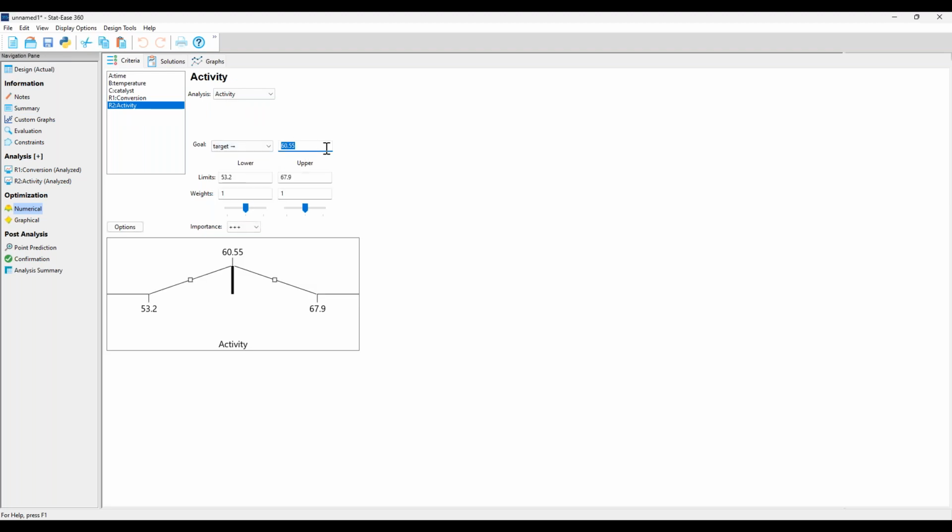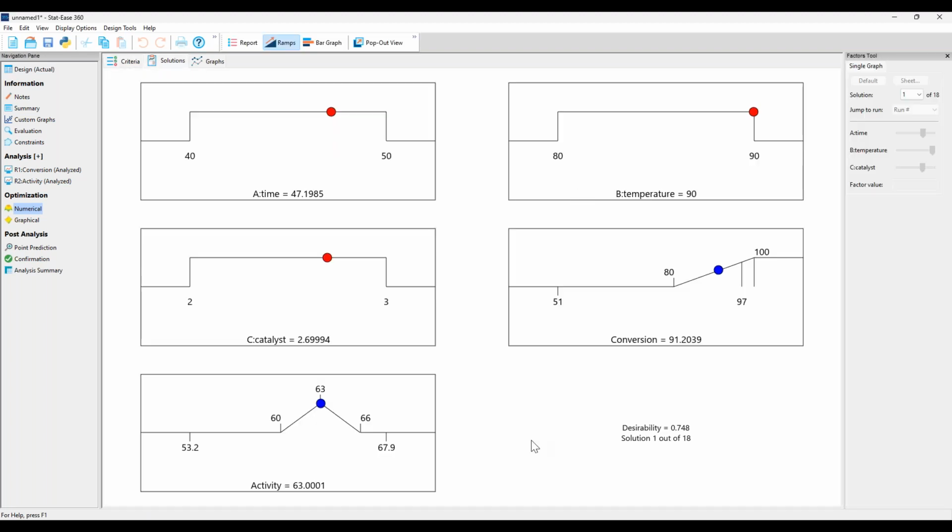We want this to be 63, but we don't want any solutions that don't achieve at least 60 or go above 66. So this little ramp on the bottom is going to preferentially target 63, but it won't accept any solution with less than 60 or over 66. So as we put those two goals together, we have a solution. Time, temperature, and catalyst, as indicated on these ramps, will deliver a conversion of around 97% and pretty much nail the activity goal that we had in mind.